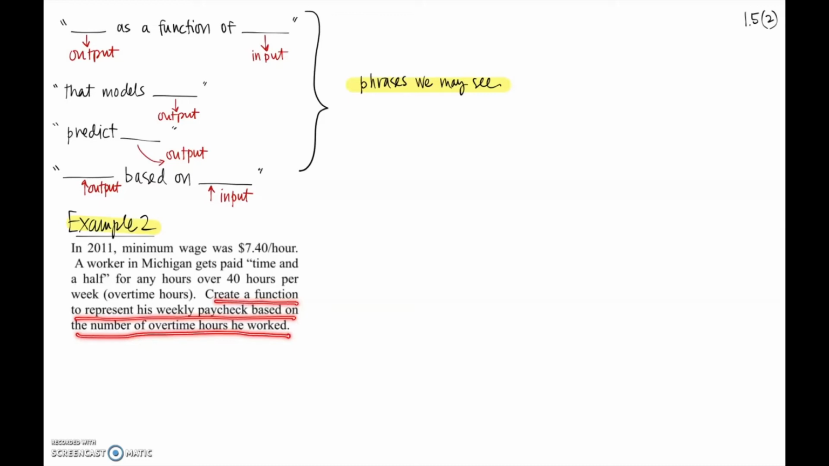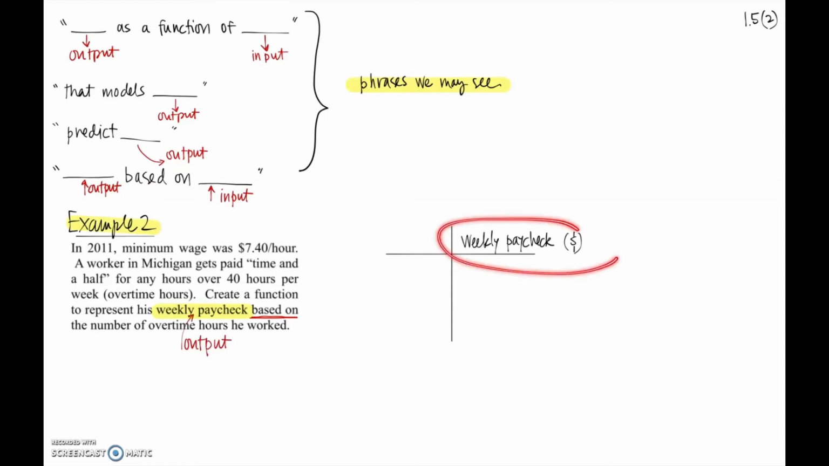And so I'm going to go back to a table. I love making tables, and I'm going to try to get some of this information and figure out what's the input and what's the output. So we were just talking a minute ago about how the phrase based on will give us a hint as to what our output and what our input is. And his weekly paycheck is based on the number of overtime hours he worked. So weekly paycheck is going to be our output.